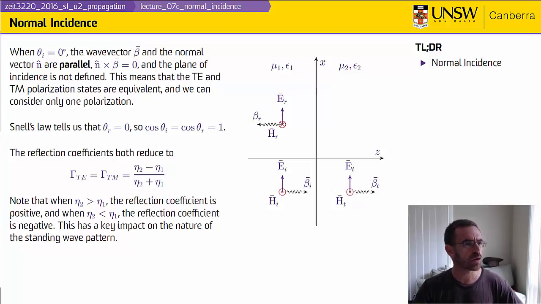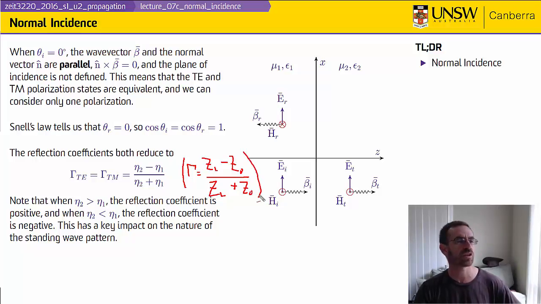One thing I want you to take note of at this point is that this relationship is very similar to the reflection coefficient on a transmission line, where gamma equals ZL minus Z0 over ZL plus Z0.